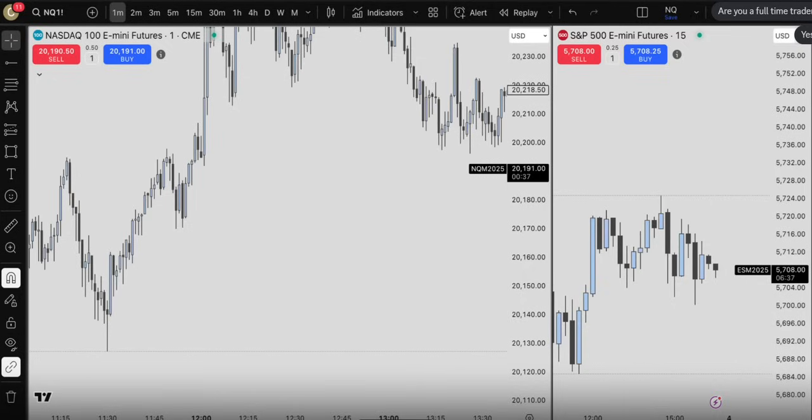So if every single trade I'm risking $500, that first trade I won $1,000. And then on the first loss, I lost $500. So I'm still up $500 on the day.